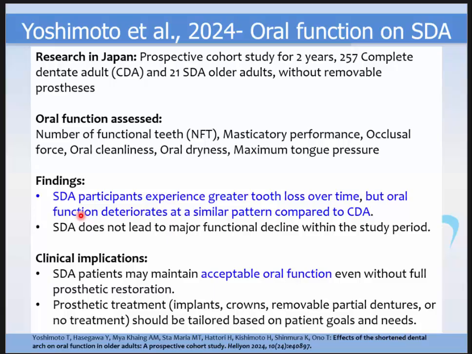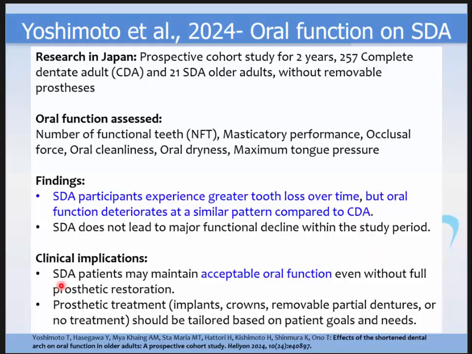In this study, they found that patients with a shortened dental arch had greater tooth loss over time. However, the oral functions that they tested deteriorated in a similar pattern compared to the patients with complete dentate. It deteriorates over time, and the pattern of deterioration is actually similar to fully dentate patients. Therefore, the shortened dental arch does not lead to a major functional decline within the study period.